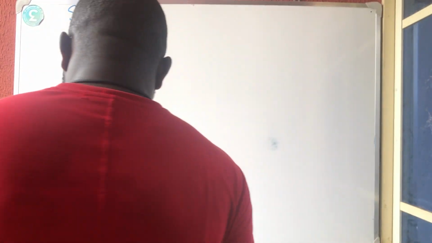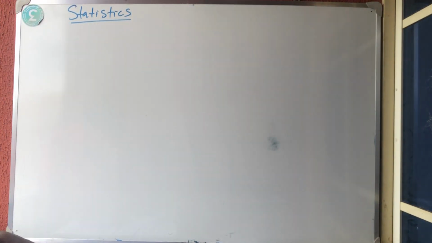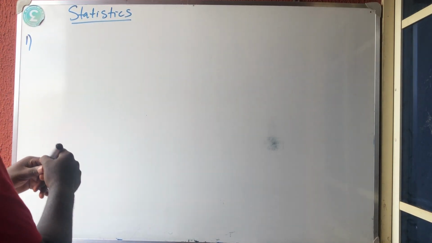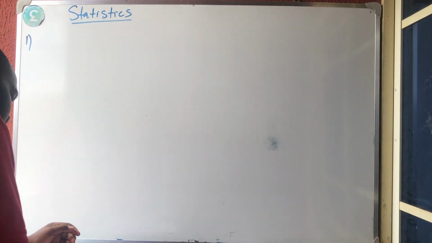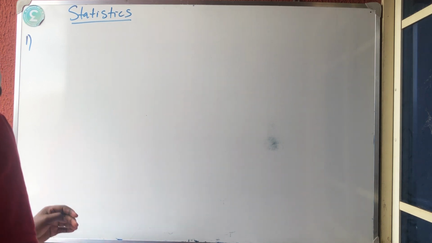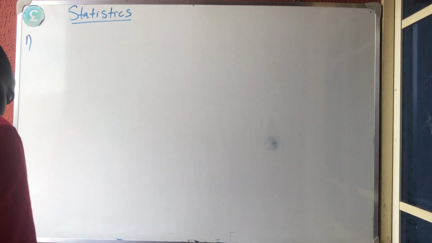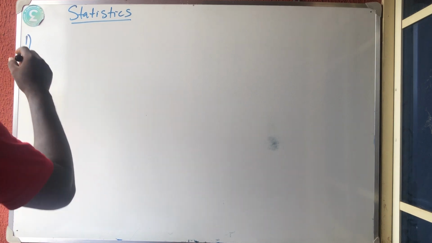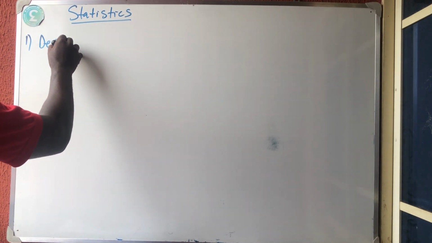Let us continue with more examples on correlation and regression. So the first question we are going to take, they said: define the term correlation coefficient. Okay, that's the first.